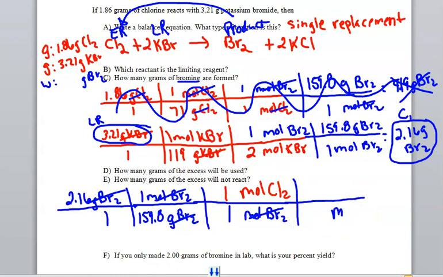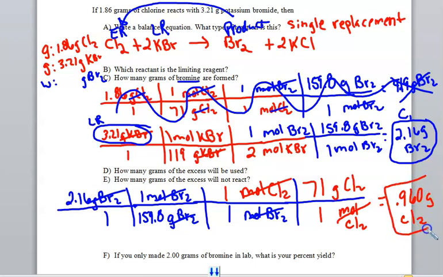Whoops, should be in red. Going all the way to grams Cl2. This is 71, and that's 1. I'm going to multiply across the top, divide by the bottom, and I get 0.96 grams of chlorine. So I'm going to use 0.96 grams of chlorine. That is how much will react. This is my answer to letter D.